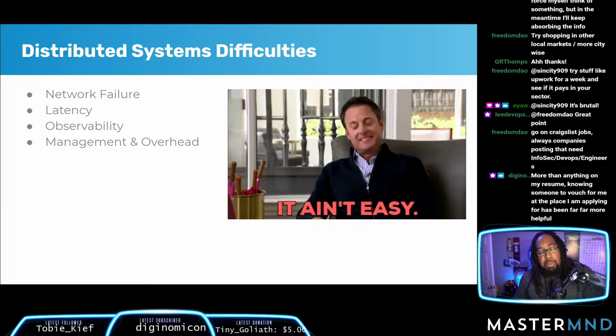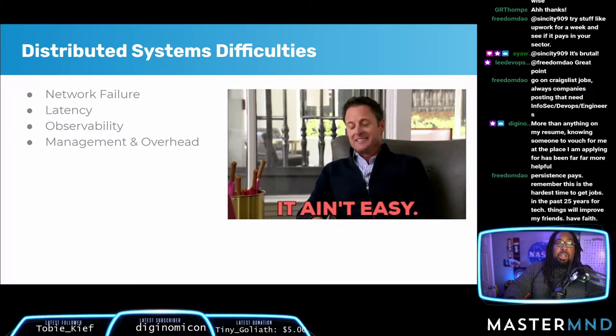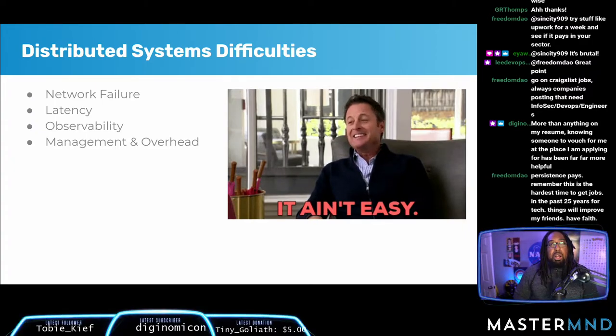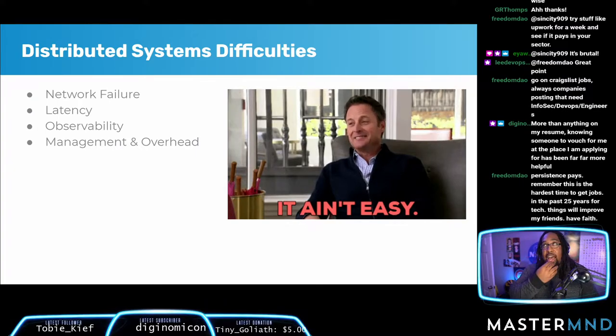Observability. We just learned that observability is the paradigm in which you can view what's going on inside a system from the outside and get enough information to know what's going on and make some decisions about it. Observability is tough to do when you have systems all over the place doing different things. When you have a bunch of systems working together as one, but they're separate, it can be really hard to put together something that gives you the right information to determine what's going on. That's another tough thing. And then the management and overhead of it can be tough as well.